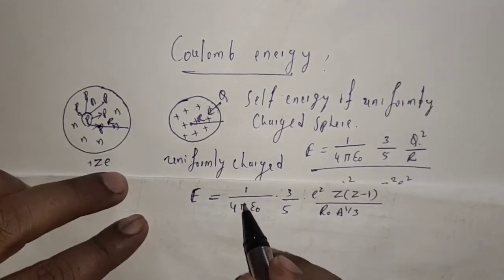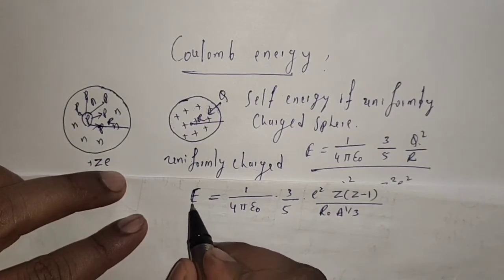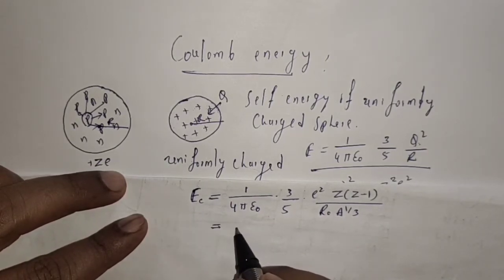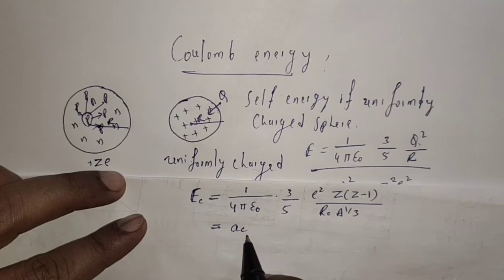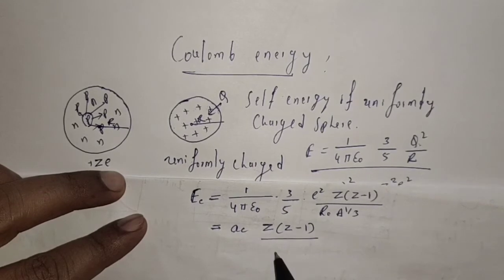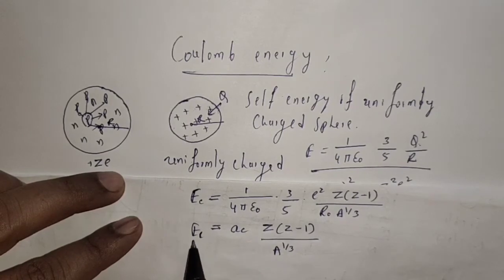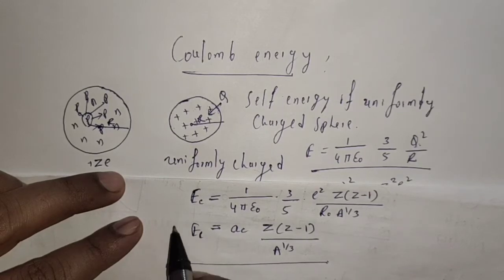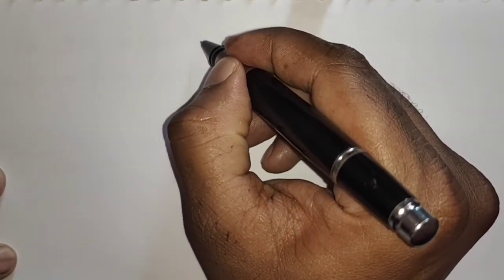Here 1 by 4 pi epsilon naught into 3 by 5 e square divided by r naught is a constant, so I am going to call it small a c, a constant value, and write z into z minus 1 divided by a to the power 1 by 3. This is the Coulomb energy correction. Okay, now let us see the next one, asymmetric energy correction.